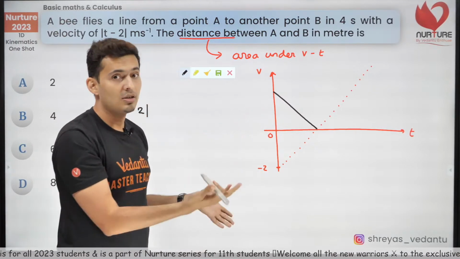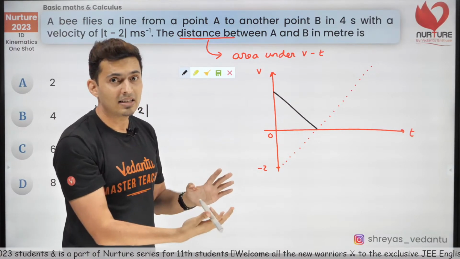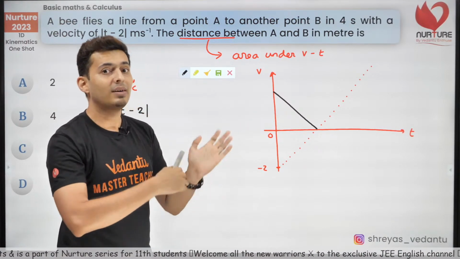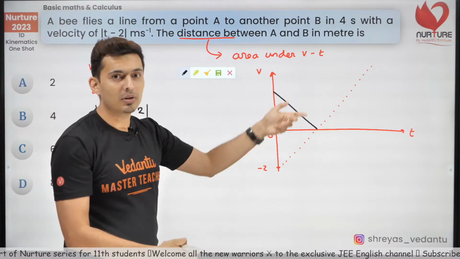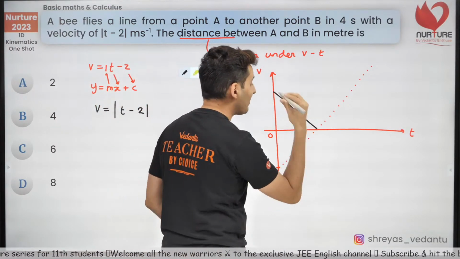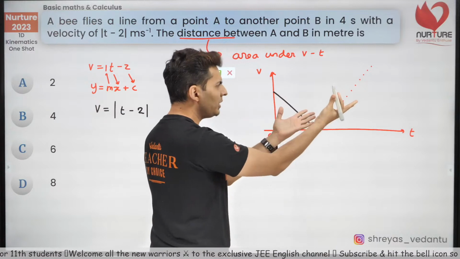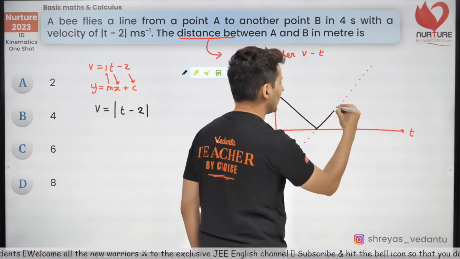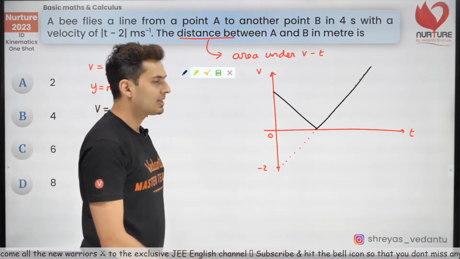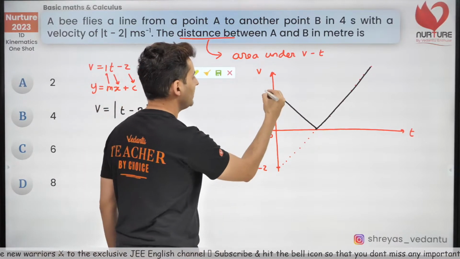Because modulus of minus 2 is 2. Modulus of minus 0.5 is 0.5. Modulus of any negative number equals a positive number. Everybody knows that. Absolute value. Whatever is there on the top, keep it on the top. That does not get affected. That's how it is. And if this is minus 2, this will be 2.